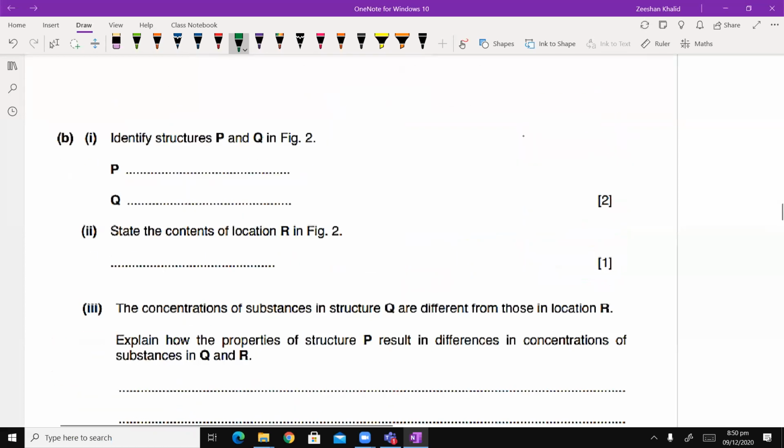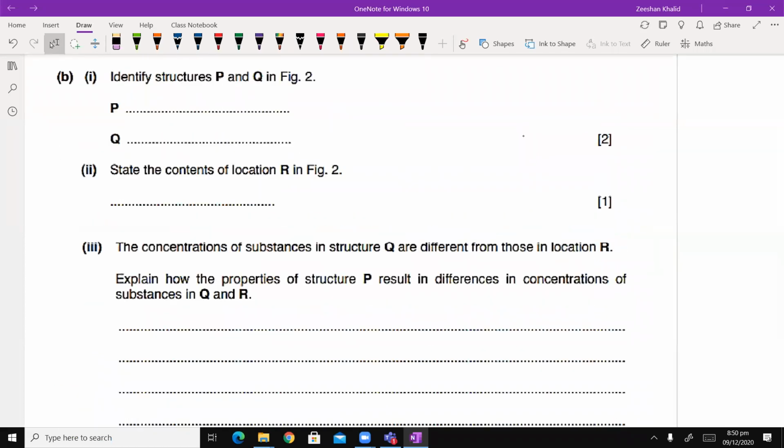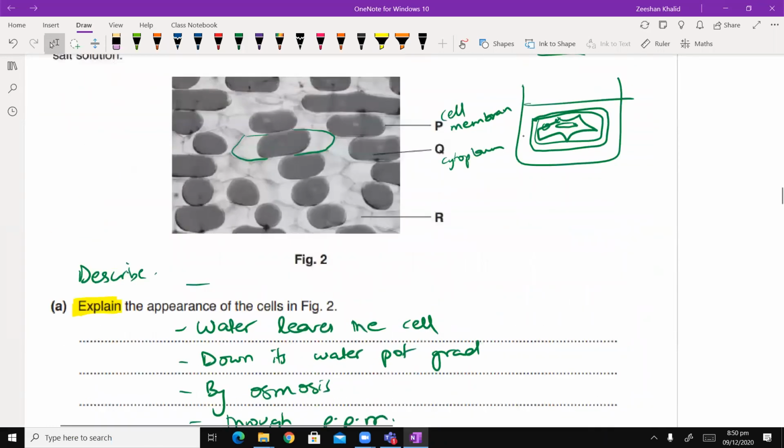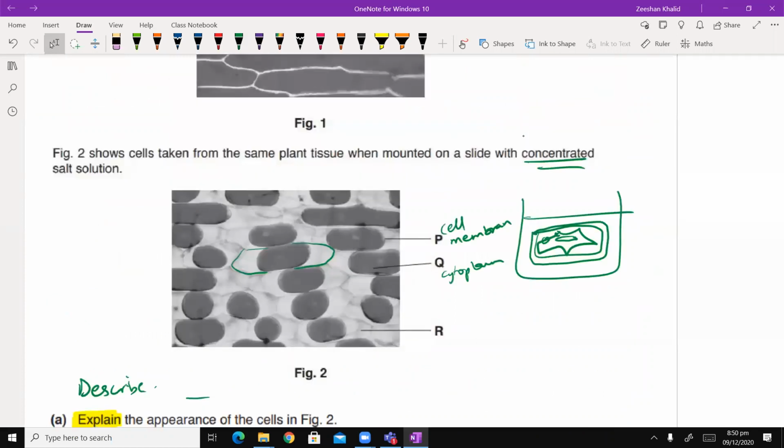All right. State the contents of location R in figure 2. हाँ जी, ये कल मैंने आपको बात बताई थी. ये वाली जगह क्या खाली होगी, इधर हवा होगी, क्या होगा? हमने किस सॉल्यूशन में डाला है? Concentrated salt solution में डाला है. So all of this solution is going to enter this part of the cell, जहां से cytoplasm shrink हुआ है. So this is the region between the cell wall and the cell membrane because the cell membrane has shrunk. So what do you think, बच्चों, would be the answer?